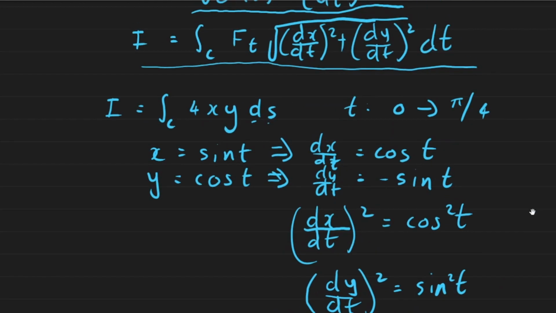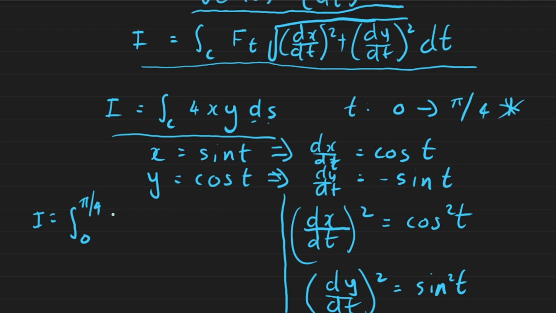All that's required for us now is to substitute everything into our line integral, which we will now do. We see that I, our line integral, is equal to, firstly, our integration boundaries from 0 to pi over 4, which has been defined as part of the example. And 4 times xy is just 4 times sine t, which is x, times cos t, which is y. And of course, ds we saw was equal to dt, so we just substitute in dt.